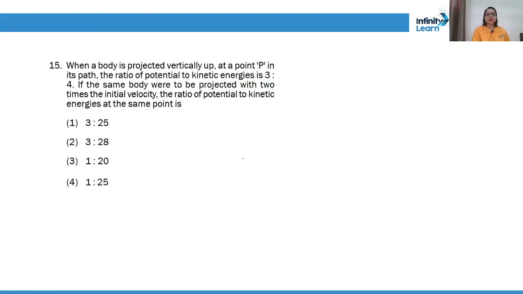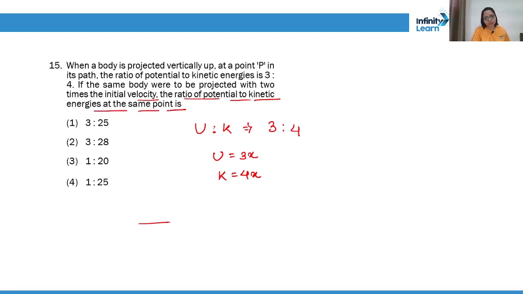Question number 15. When a body is projected vertically up, at a point P in its path, the ratio of potential to kinetic energy is 3:4. So U is to K is given as 3:4. So its potential energy can be taken as 3x and kinetic energy can be taken as 4x. If the same body were projected with 2 times the initial velocity, the ratio of potential to kinetic energy at the same point is. So let's assume that the initial velocity of the particle is u. So its kinetic energy is half m u square, and this is the reference level.